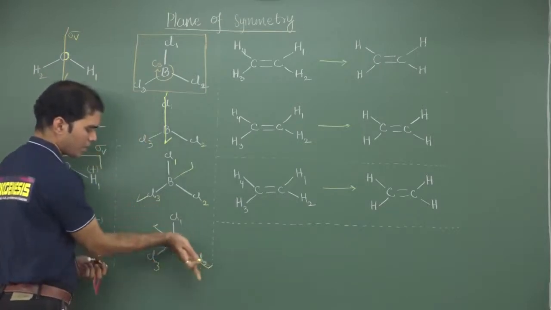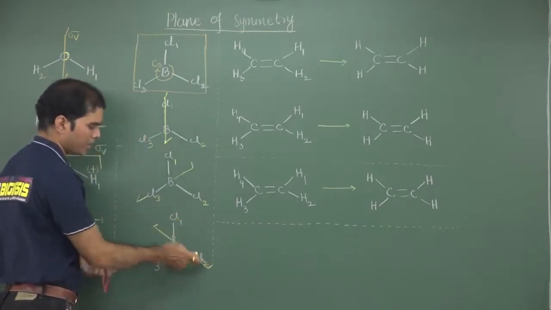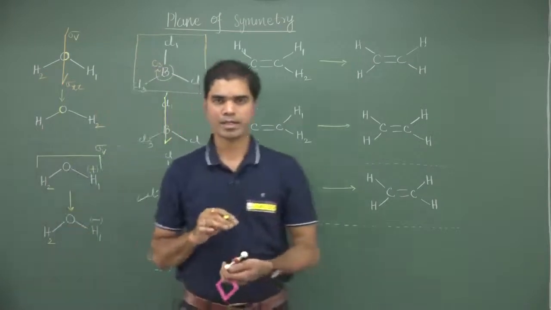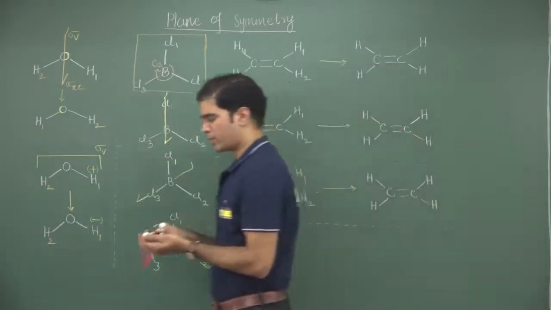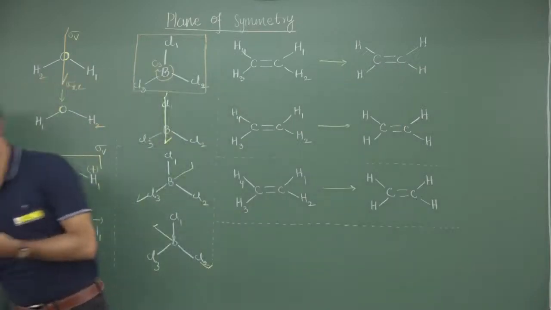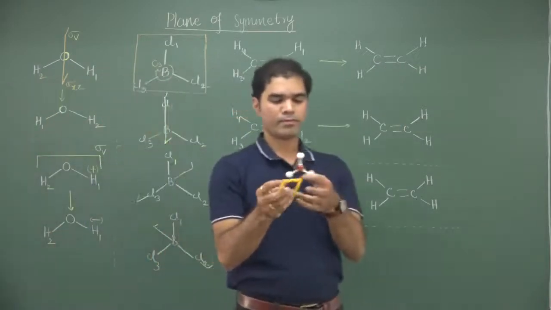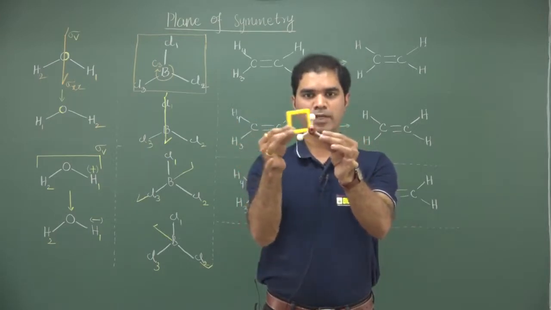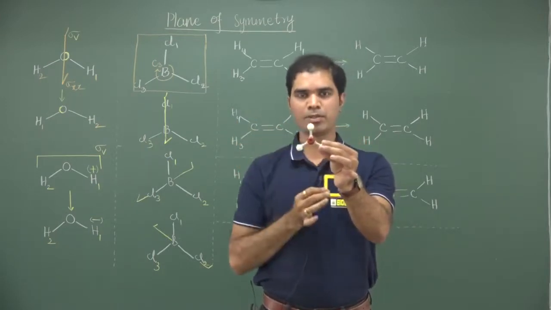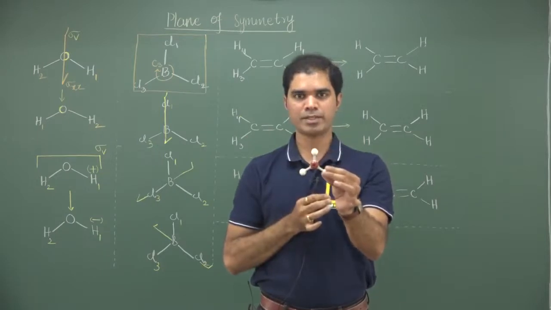I am also passing a third plane where 1 and 3 get exchanged, 2 and boron will be intact. So these are the three different planes that are possible. Now I am trying to represent it. If this is the BCl3 molecule, this is a molecular plane where the front half will be reflected into the back half, and will generate an equivalent structure.